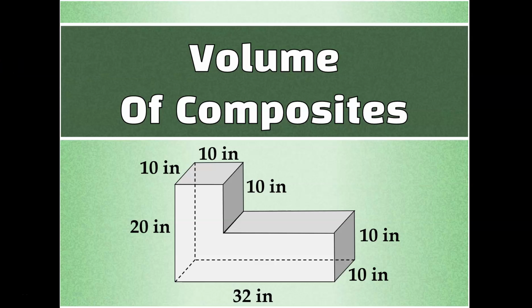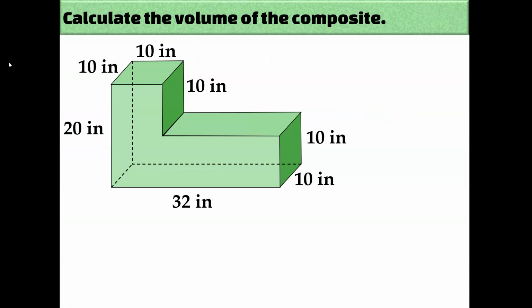Let's talk about how to calculate the volume of a composite solid. Remember that a composite just means that you're piecing together two different types of shapes, like how these two prisms were pieced together to make an L-shaped prism. The easiest way to calculate the volume of a composite is to break it down into more manageable pieces.